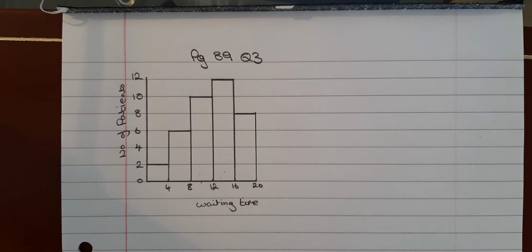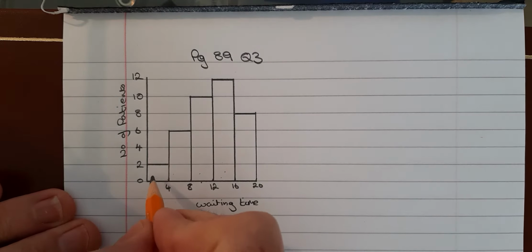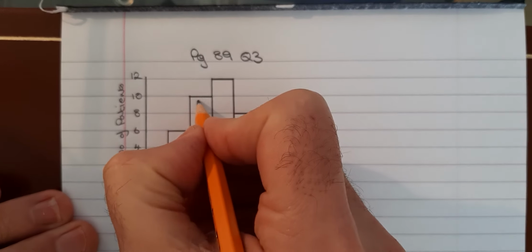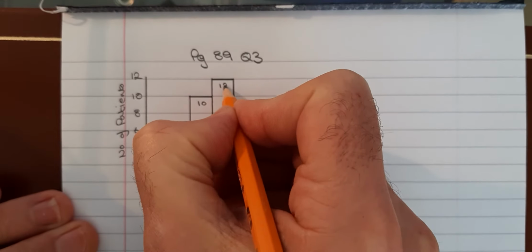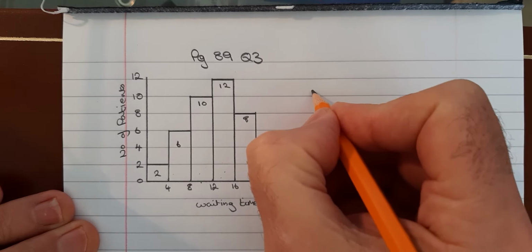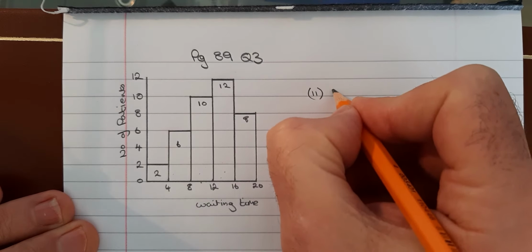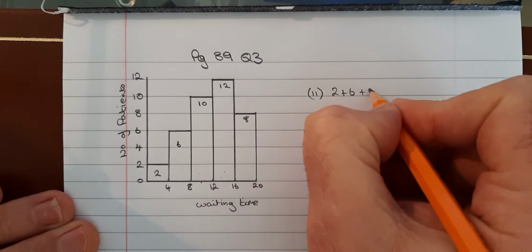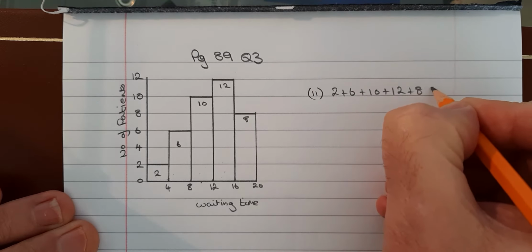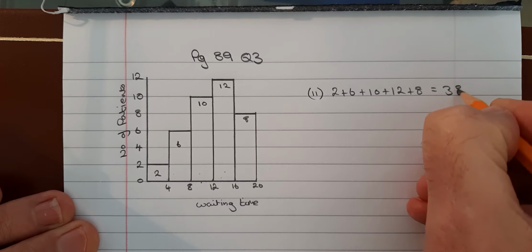Part 2. How many patients were included in this survey? So we can add up the number of patients that we were given in the frequency table, or we can add them up from the histogram. So 2, here we have 6, here we have 10, here we have 12, and here we have 8. So part 2 will be 2 plus 6 plus 10 plus 12 plus 8. And that gives us 38 altogether.